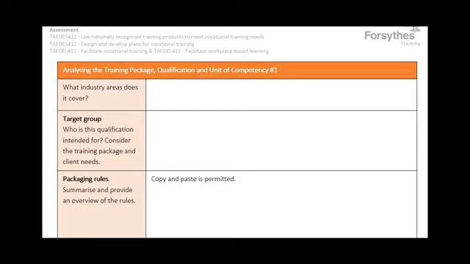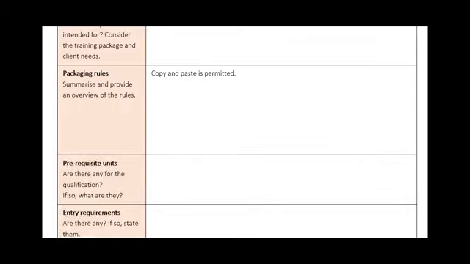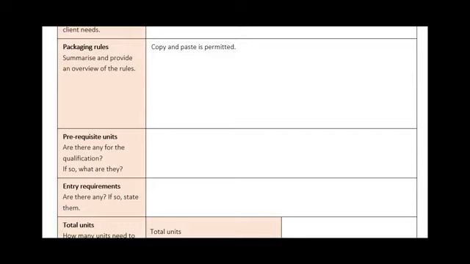Who's the target group? That is usually outlined at the very beginning of the qualification. It'll talk about what the qualification is about and who it's intended for. So you've just got to go through and have a read of that descriptor right at the very beginning of the qualification itself. The packaging rules can be copy and pasted. And note if there are any prerequisites or any entry requirements. Again, you'll find all of this on training.gov.